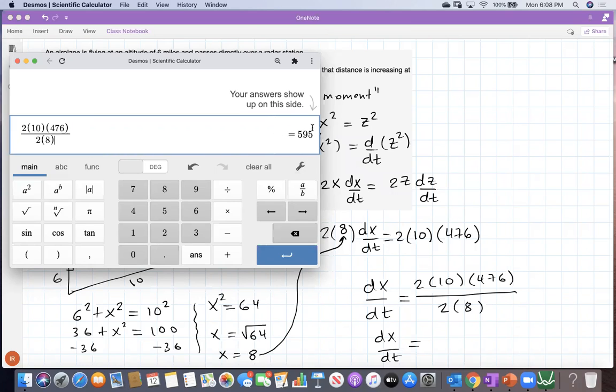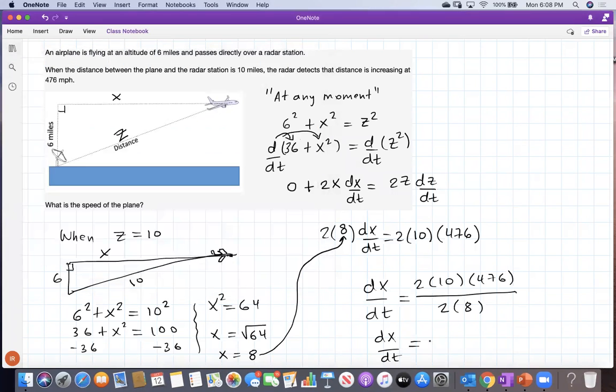I got 595, right? So that should be the answer, 595 miles per hour, since all the units were compatible. So that is the speed of the plane.